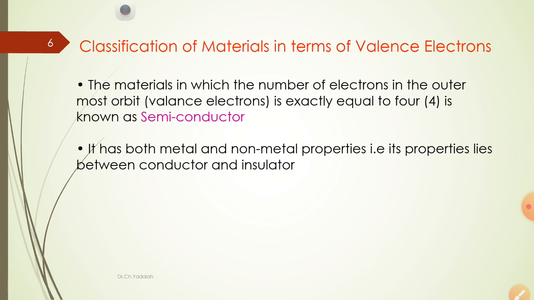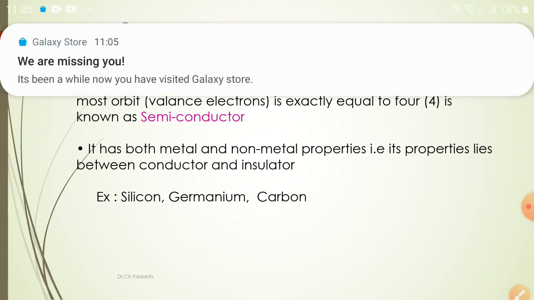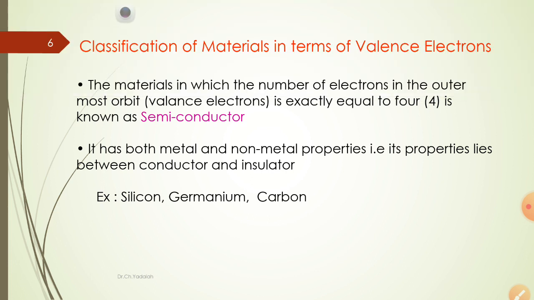Semiconductors have both metal and non-metal properties, that is, conductor properties and insulator properties. It behaves based on the conditions. Its property lies between conductors and insulators. For good examples, silicon and germanium are the toughest materials in the field, and carbon is also one type of semiconductor material. Silicon and germanium are the good semiconductor materials. Nowadays, every latest electronic gadget is made with these semiconductor materials. Due to the invention of semiconductor materials, the size of all electronic gadgets has reduced to the micro level, and it may reduce to the nano level also.